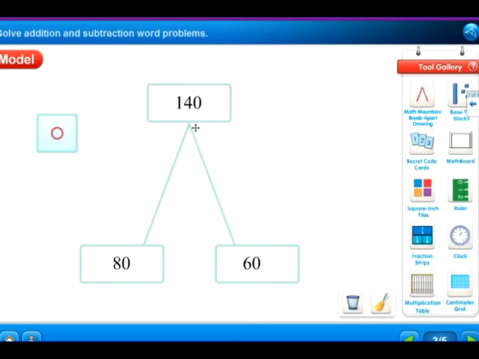Now let's change that problem. Let's take and put 60 over here. Let's hide it for a second. What if Chris's group already had 140 apples and they ate 80 of them?